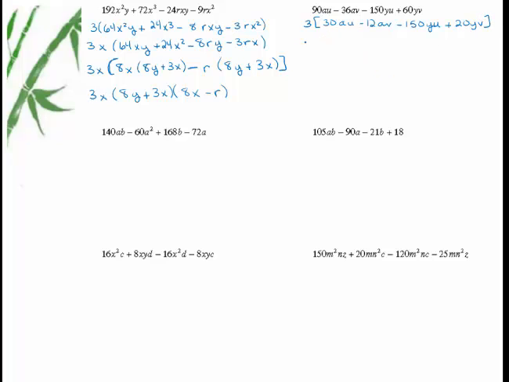Okay, from my 30 and my 12, I can pull out a 6, and they have an A in common, and that leaves me with 5U minus 2V, and that's a 50. From my 50 and my 20, they have a 10 and a Y in common, but you'll notice this is negative and this is positive, but I want positive and negative, so I'm going to pull out a negative 10Y, and that will leave me with 5U minus 2V, because negative 50 divided by negative 10 is positive 5, and positive 20 divided by negative 10 is negative 2. These match.